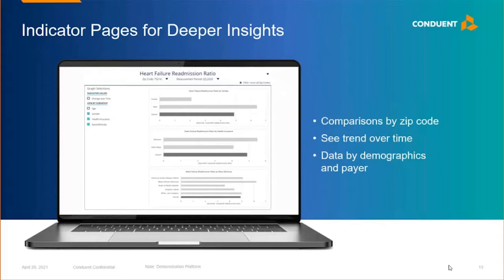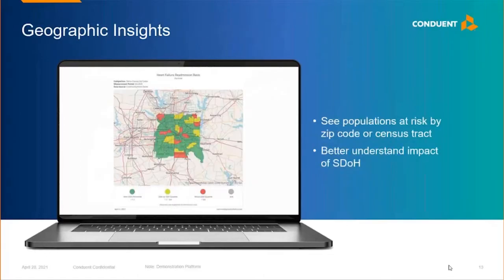Yep, absolutely. And finally, indicator pages can also show information by location. As Linda said, your zip code is a better predictor of health than your genetic code. So one of the most important ways to look at your data is by location. This is a map of heart failure readmission ratios by zip codes. Areas in red and yellow are those with higher ratios compared to county benchmarks, while those in green are doing better. Looking at the map, you can easily spot areas that are at higher risk based on where patients live.